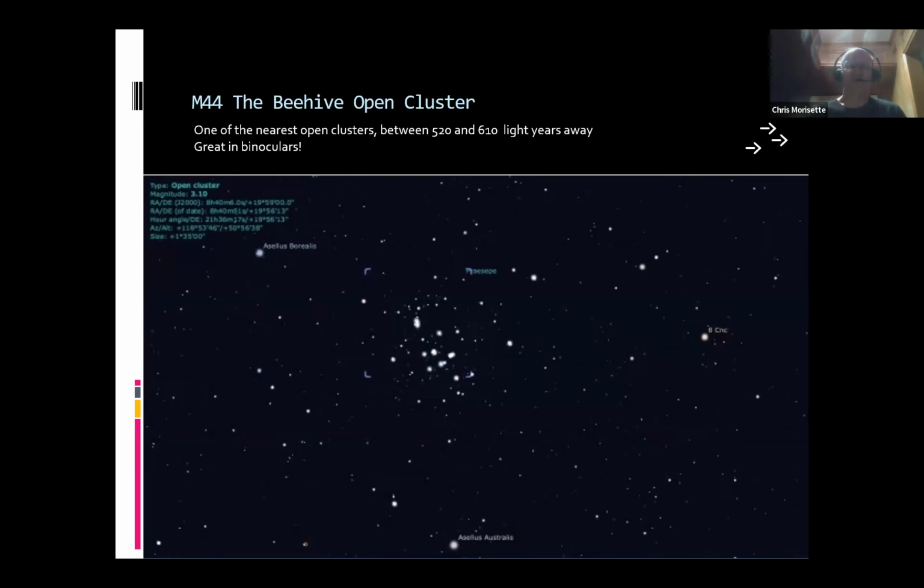I was facing north at the time, and for one reason or another, I just couldn't figure it out. So when I got home, I went back on Sky Safari and re-engineered my location and the direction I was pointing, and lo and behold, M44 showed up.